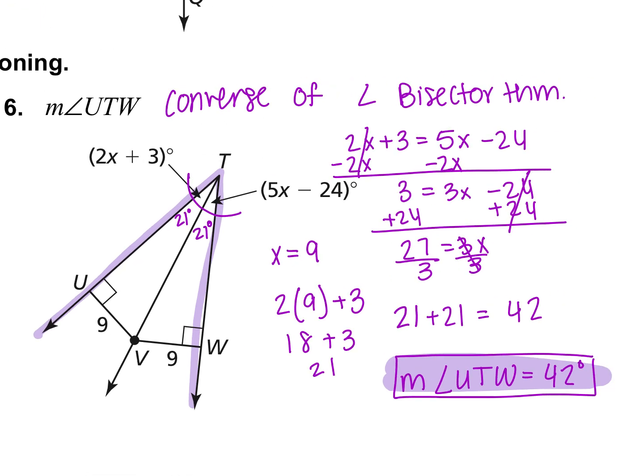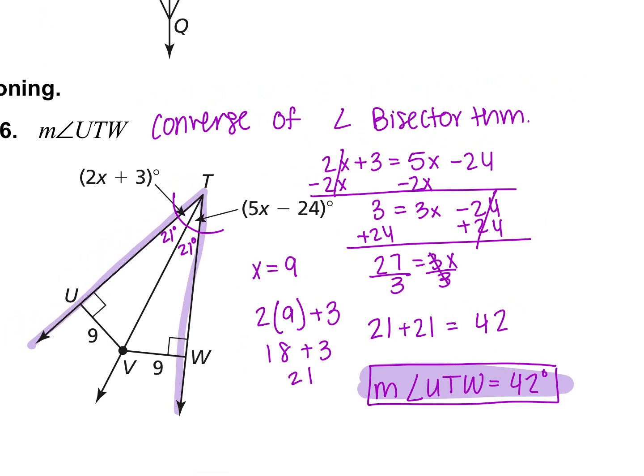Looking at number 6. This one's the converse of the angle bisector theorem. So again, what are they asking me for? They're asking me for this entire angle. I highlighted it and figured out it's this entire angle. They're equal to each other because of the angle bisector theorem. They're going to be equal to each other. So I'm going to say, yes, they're equal, setting them equal and solving for x.